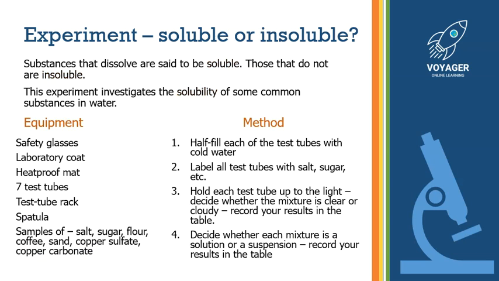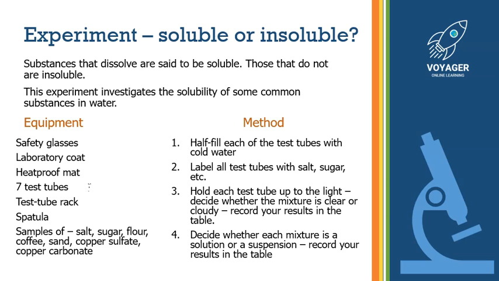Okay, so for this experiment, you're going to need the following pieces of equipment. Now, if you're doing this experiment because you have access to some chemicals, like in a chemical kit, or maybe you can have access to a school laboratory, you'll need some safety glasses because of the copper sulfate and copper carbonate. A laboratory coat or just some kind of apron so you don't get any substances on your clothing. A heat-proof mat or some kind of stable mat where you can put your containers.